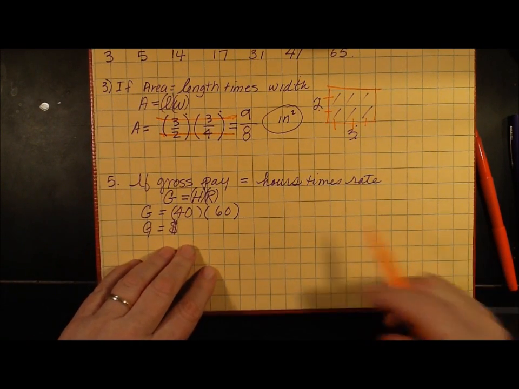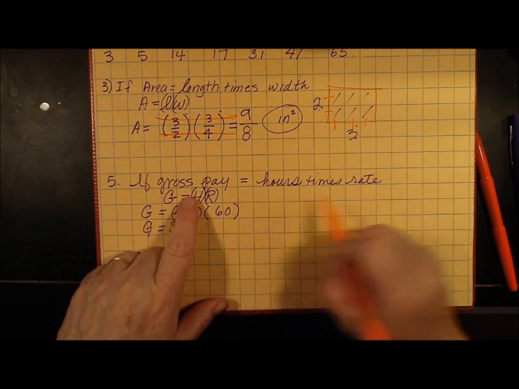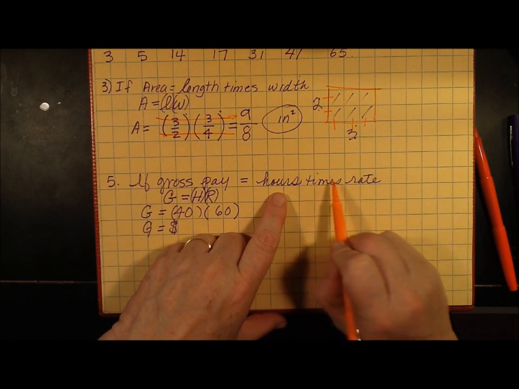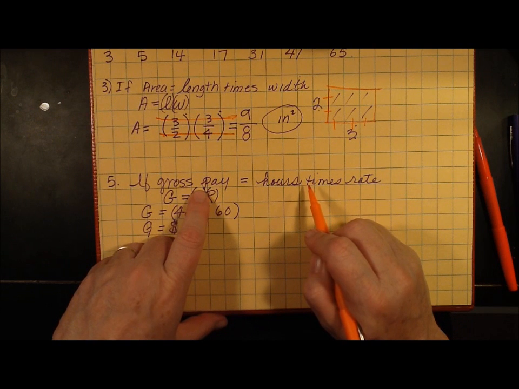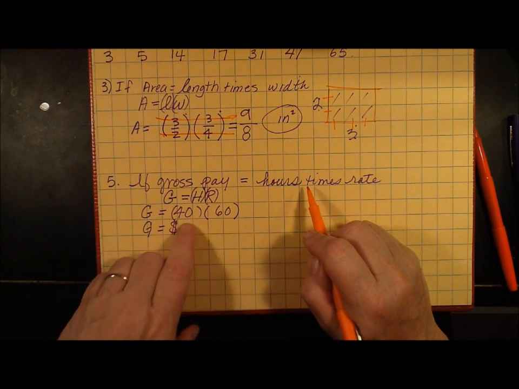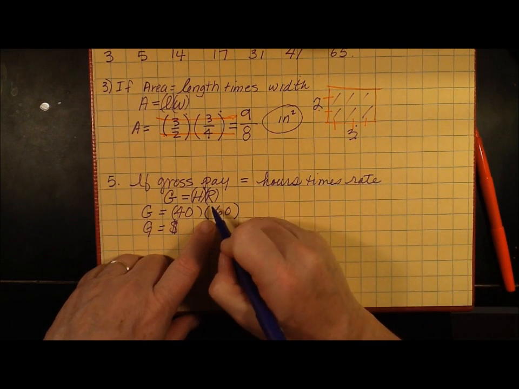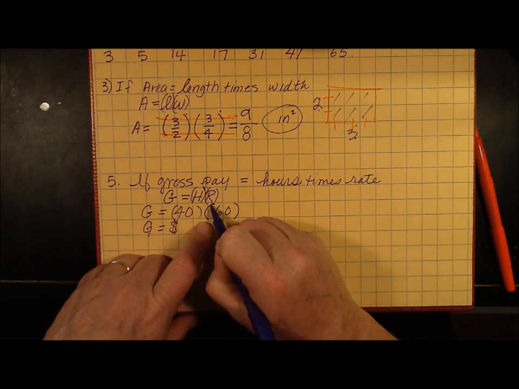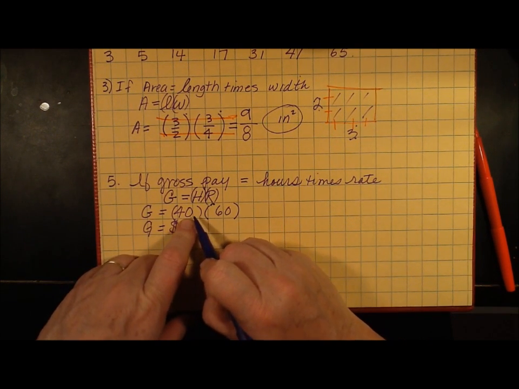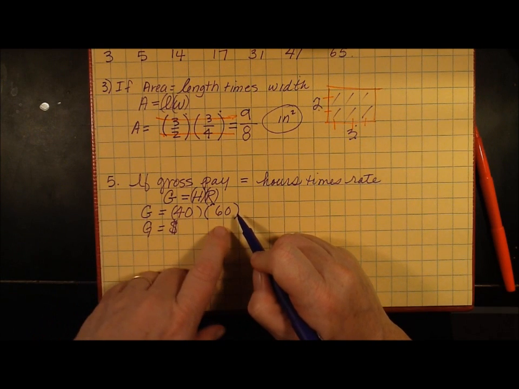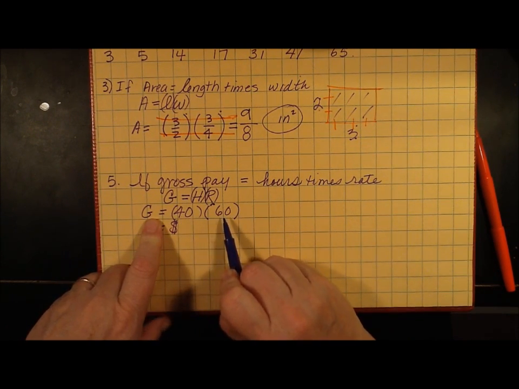Speaking of time, our next problem involves getting paid. Generally speaking, you look at your hours times your rate of pay, and that will give you your gross pay. In this case, they've given us some figures, and they've told us that this person gets paid $60 an hour, and they work for 40 hours. So to find out what their gross pay is, we're going to multiply those two together.